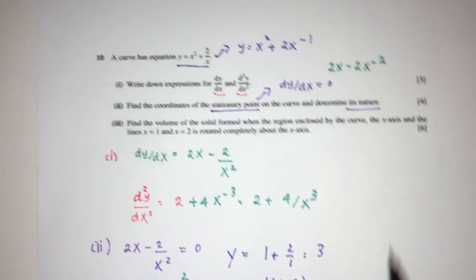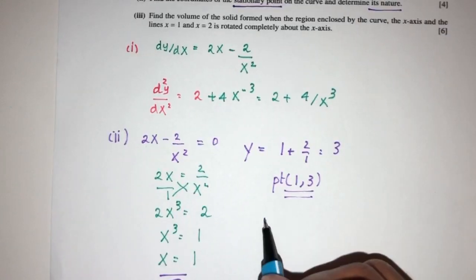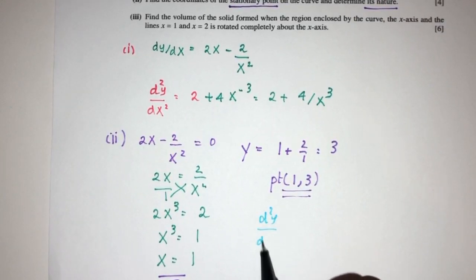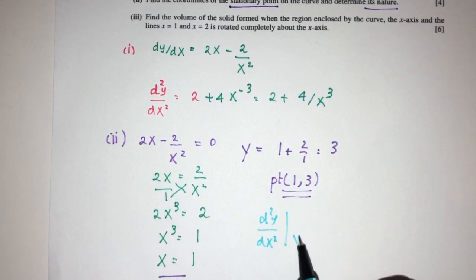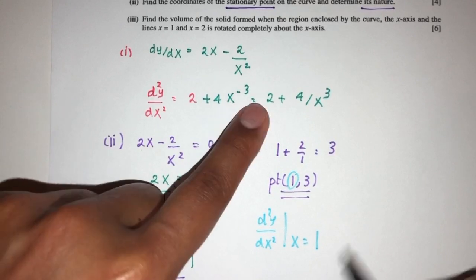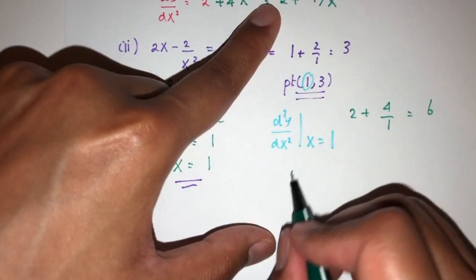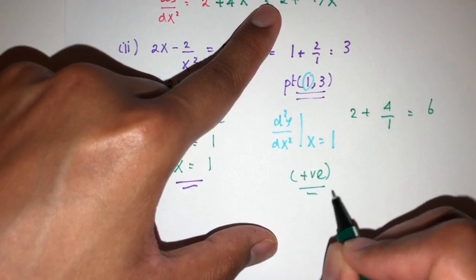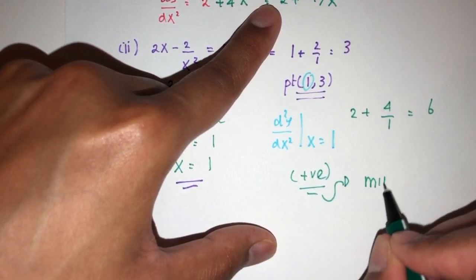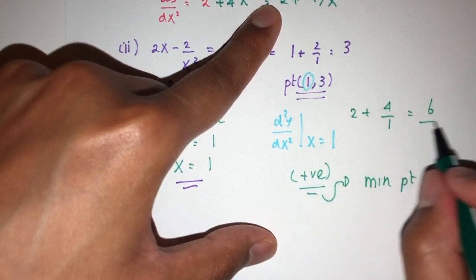Now moving on, we have to find its nature. To find its nature, we have to use d2y/dx2 at the point where x equals 1, right? This is the x value. Replace, you have 2 plus 4 over 1, that should be 6. Now because it is a positive value, we realize it will be a minimum point.